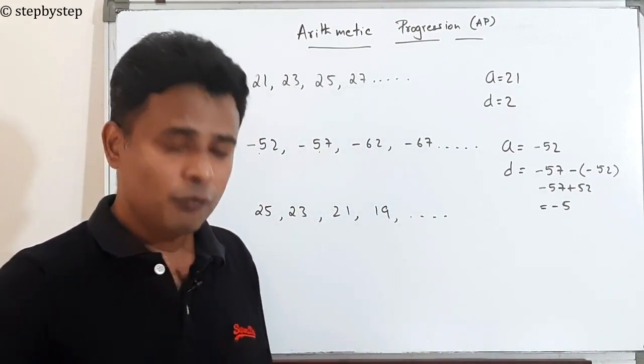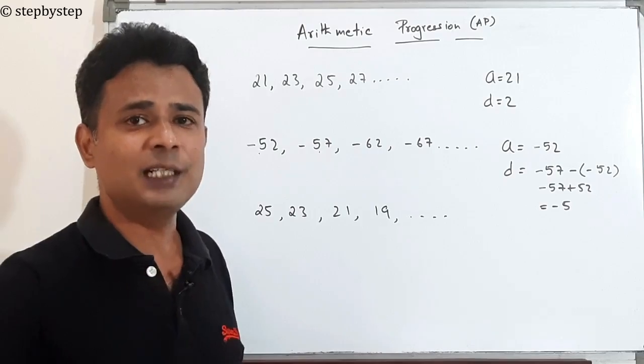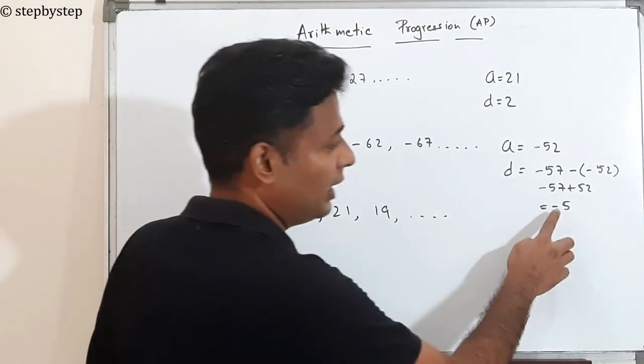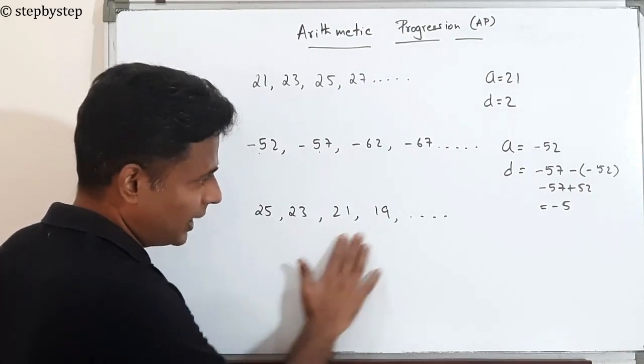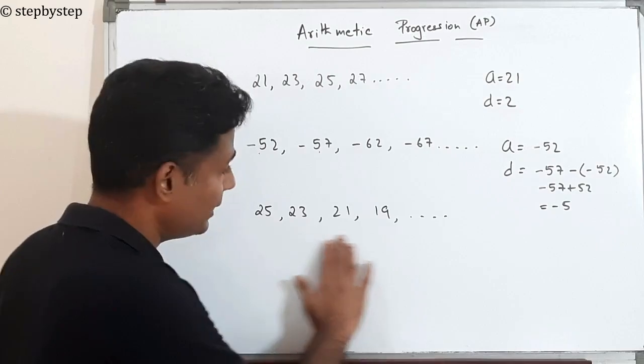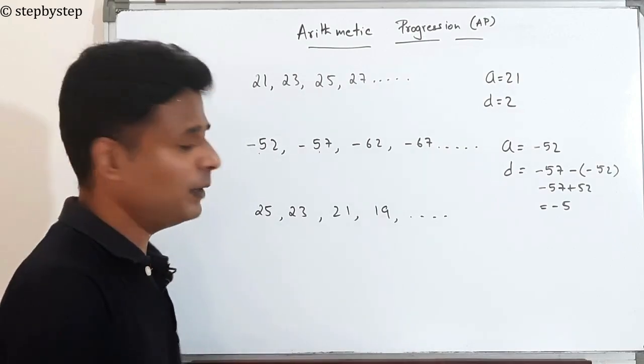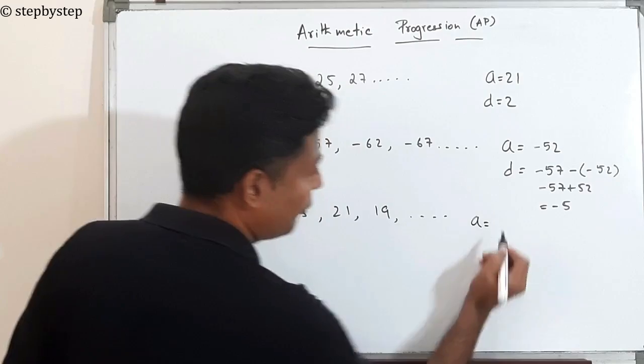Now remember, for an increasing AP, D will be positive. For a decreasing AP, D will be negative. Now when you look at this one, you can already say that it is decreasing, which means D will be negative. So what will be A for this?